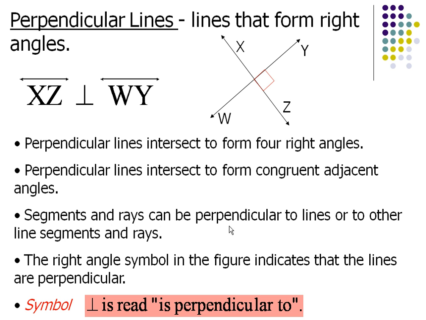Segments and rays can be perpendicular to lines or to other line segments and rays. The right angle symbol in the figure indicates that the lines are perpendicular. So that red box there, that's our right angle. Here's the upside down T. Ray is perpendicular to.